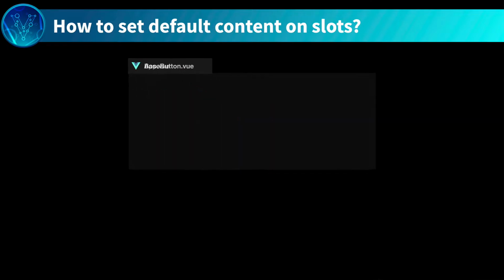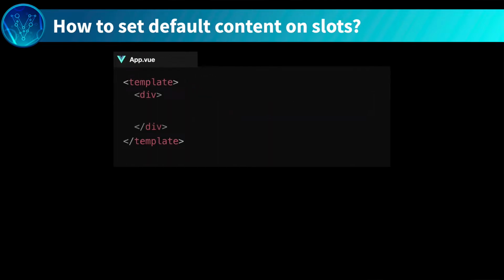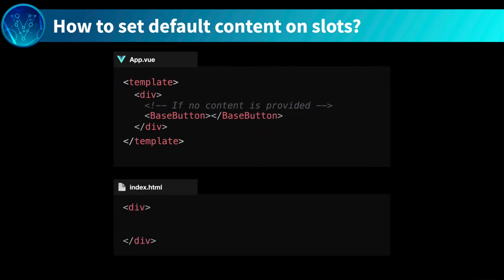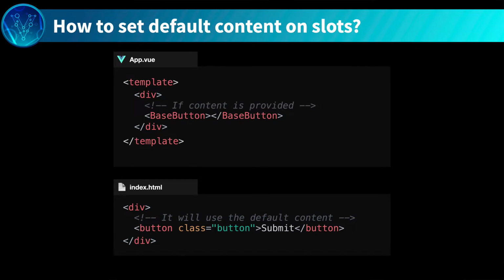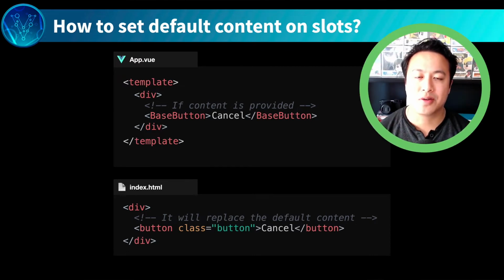Let's see how this works in practice. Here in our app.vue, when we call our base button with no content provided, it will go ahead and render out our default content with submit, as expected. However, if we pass content into the base button, in this case, the text cancel, it will go ahead and overwrite our default content inside of the rendered HTML. As we would expect. And believe it or not, you now have the fundamentals of how to use slots.